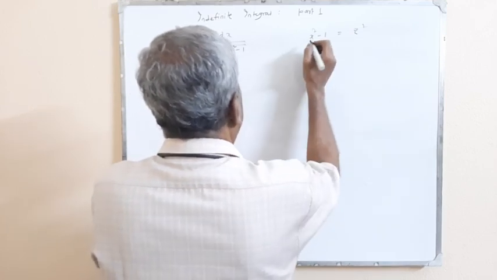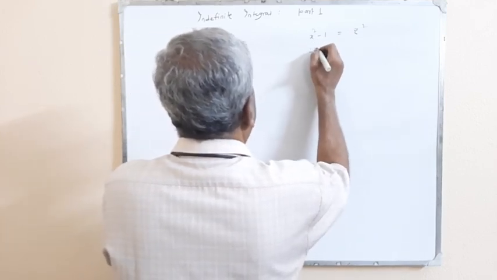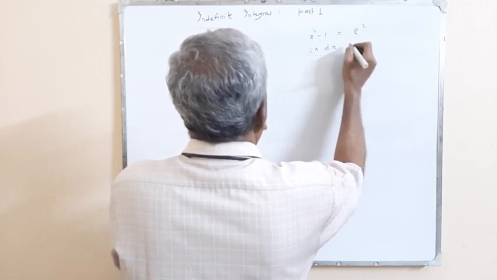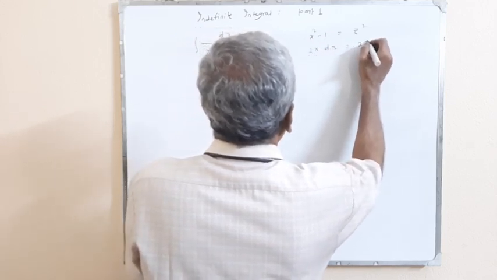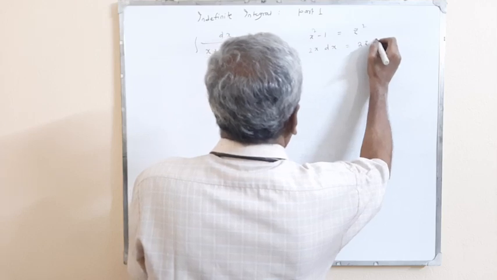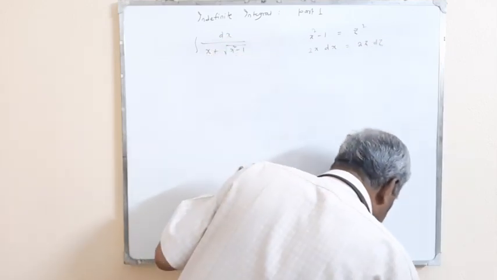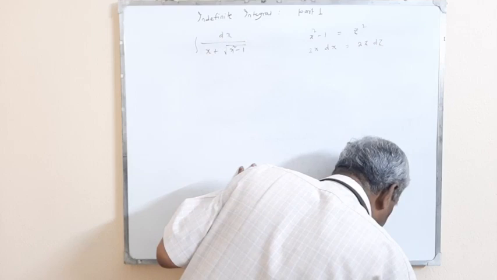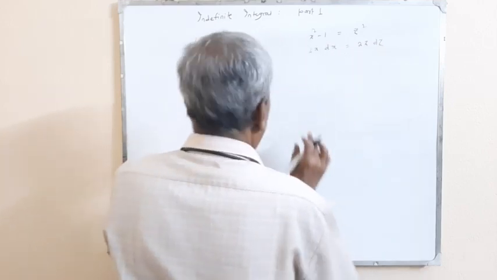Changing variable, its derivative is 2x dx is equal to 2z dz. Just 1 minute. I have copied. Oh, sorry.